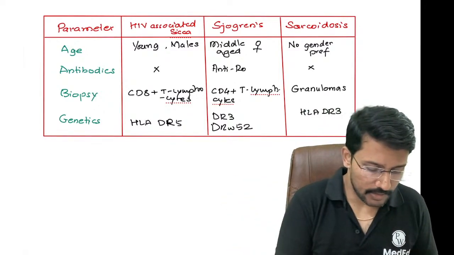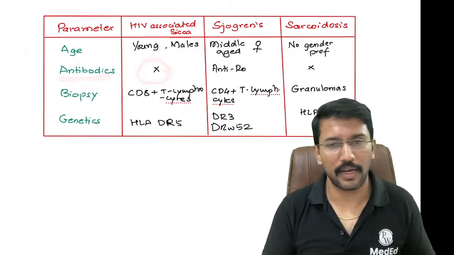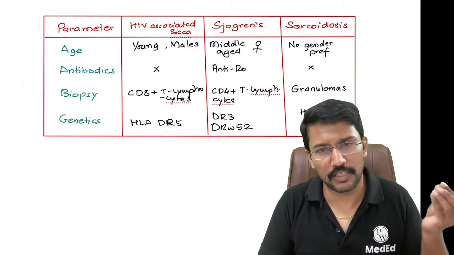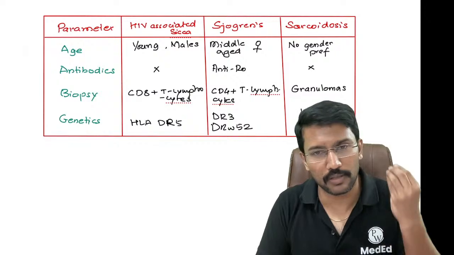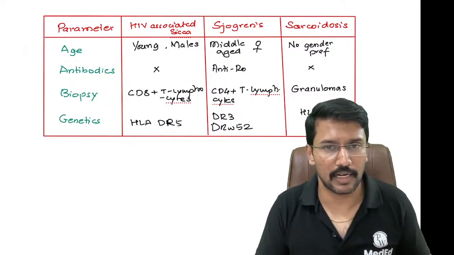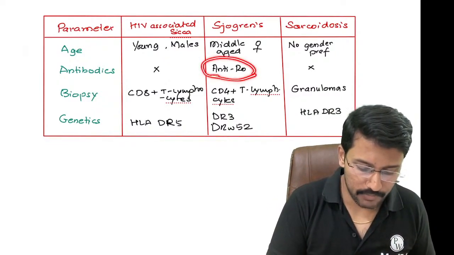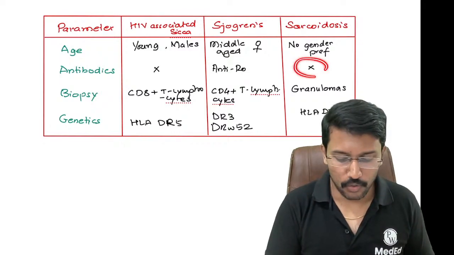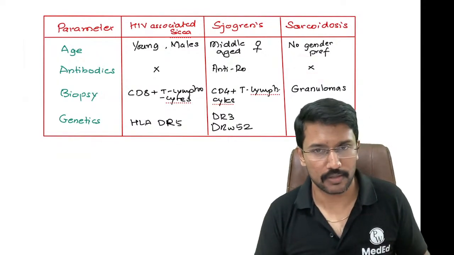Okay. Then when it comes to antibodies, right? Will I have these antibodies in a patient with HIV? No, right? The HIV virus itself is directly responsible for the failure of your tear glands and salivary glands. But in Sjögren syndrome, we have anti-Ro antibodies. In sarcoidosis, again, we do not have antibodies.